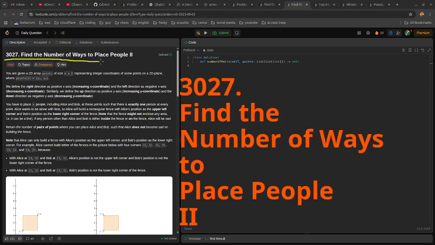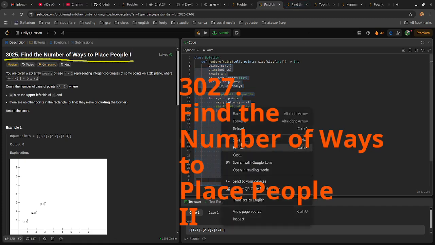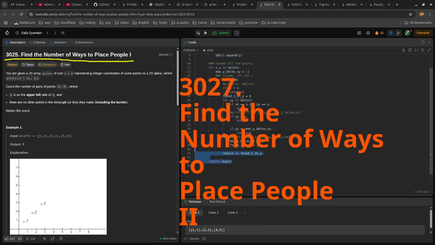Leetcode had the problem 3027, Find the Number of Ways to Place People II. This is exactly the same problem as we solved yesterday, which is 3025, but for number one. Today we're going to have number two, so I'll just copy the answer over.